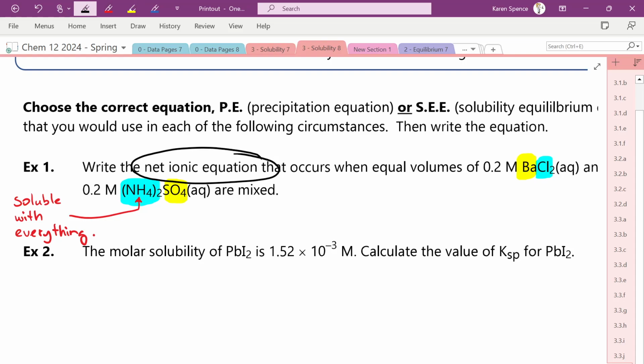So if you've not already written it, you know that barium and sulfate will form the precipitate. Please write that precipitation equation, the net ionic equation.